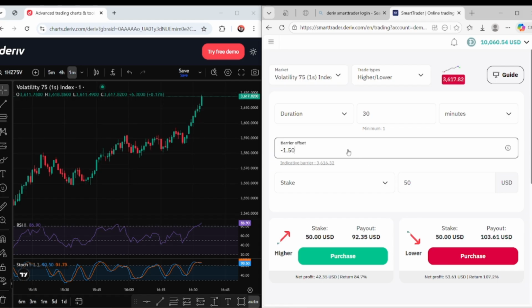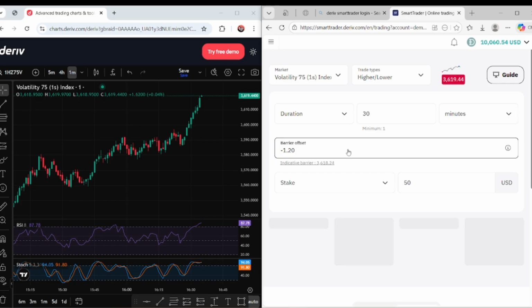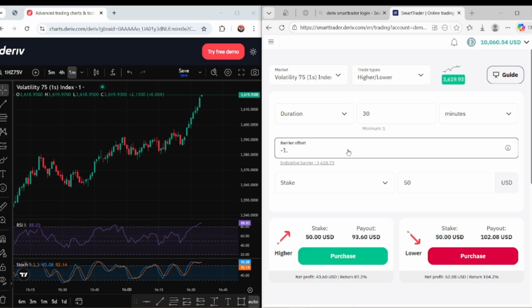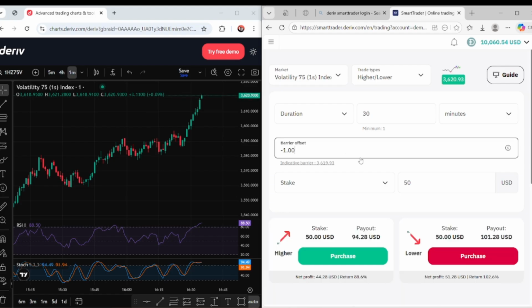Let me set the barrier. Minus, let me do minus 1.20 to see if the payout will reduce. Okay, let me do 0.10, nothing much. Okay, let me just remove the zeros. We are going to do a barrier offset of minus 1.00, which is a lower tick.